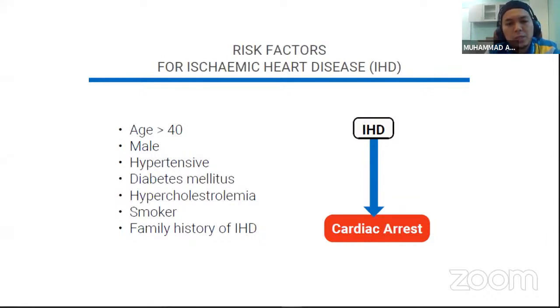Usually for pregnant ladies in Malaysia, we have very strict screening, health screening and monitoring. So usually we can see all the risk factors already written in their pink book. If they have hypertension, diabetes, hypercholesterolemia, they are at risk of IHD, and they might have cardiac arrest.